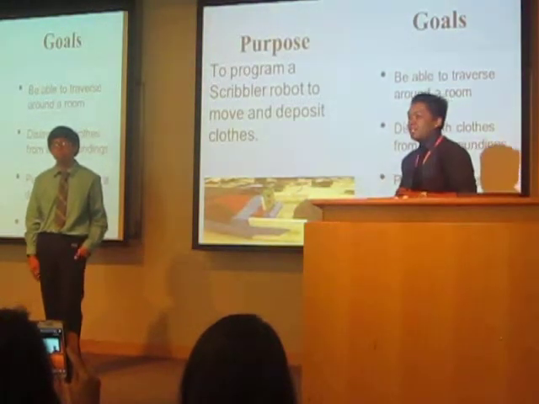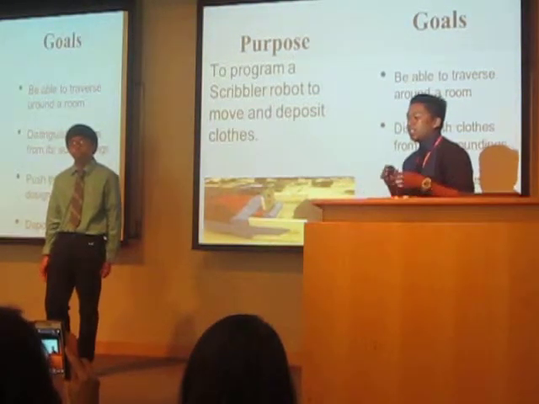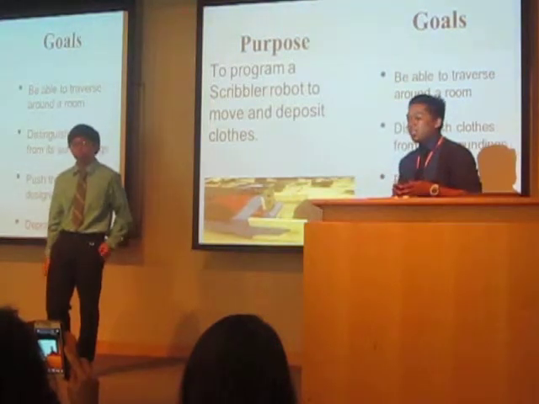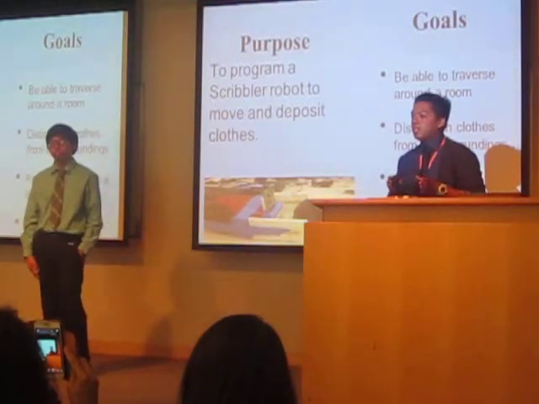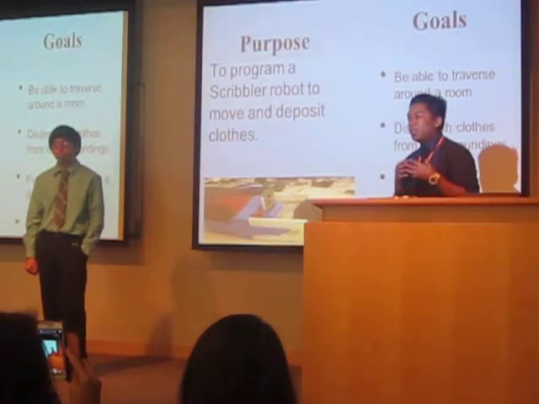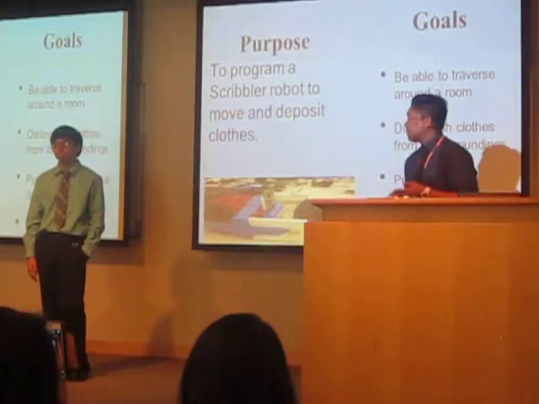The goals for this project were to program a Scribbler robot to scan a room, detect clothing, and distinguish between colored and non-colored clothes. And once detected, the Scribbler robot would move the piece of clothing to a designated area according to what color it is. Once it goes to the goal, it drops it off and repeats.